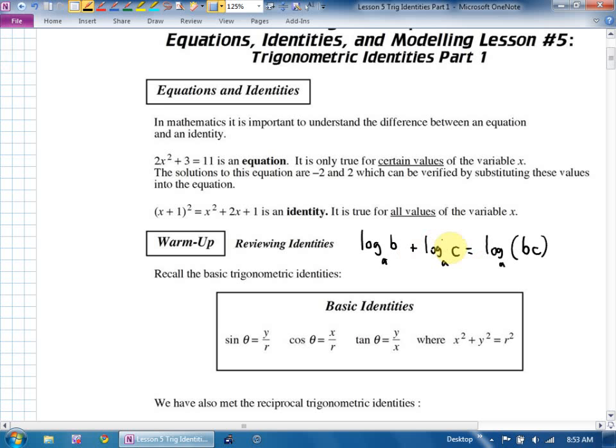What we're going to do is derive a couple of basic trig ones, and then we're going to use those to prove a lot more. And when we're doing a proof, there's a very simple rule when you're trying to write out a proof: if you think it, write it.